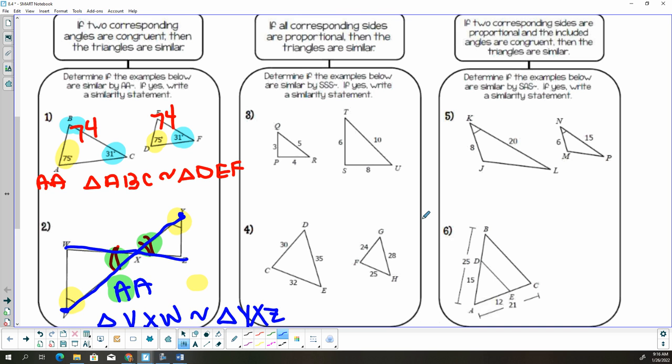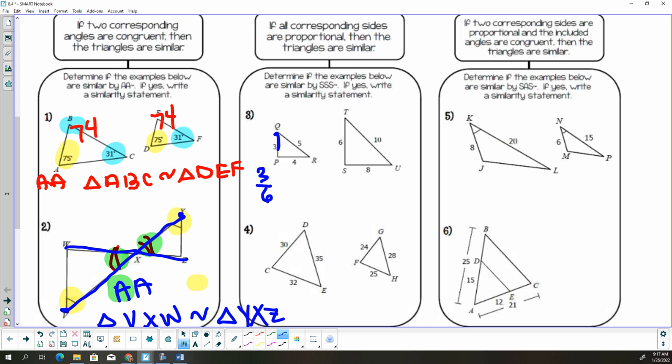Let's take a look at question 3. Determine if the examples below are similar by side, side, side. If yes, write the statement. What we have here is 3, 4, 5, and then 6, 8, 10. Do you see any similarities between the two? Very good. The small triangle could be multiplied by 2 to get the large triangle. So you know right from the start that these are similar triangles. It's not always going to be so obvious, so you're going to have to check sometimes. And the way that you could check is this way, like the way we did yesterday.